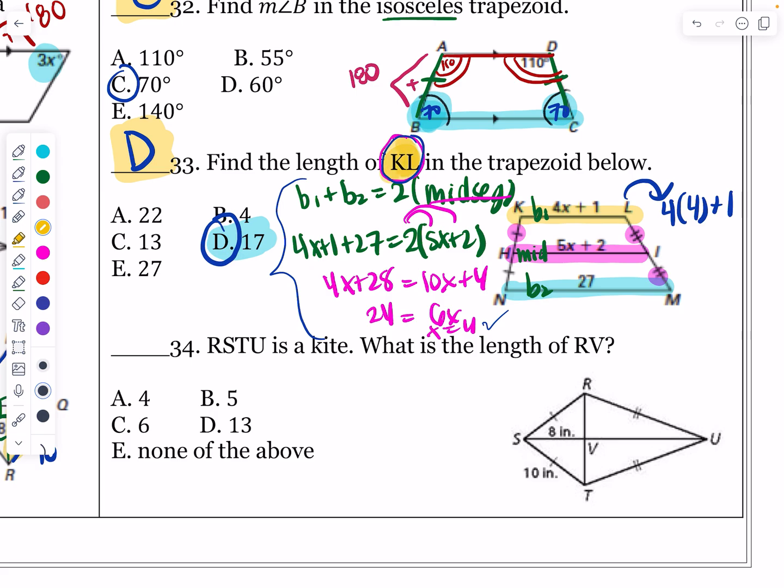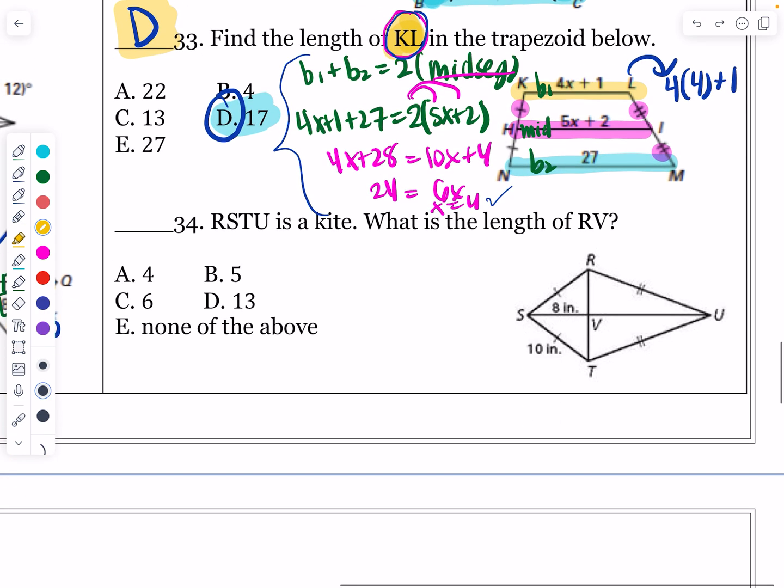It doesn't ask for x. If it asked for x, we'd say 4. It doesn't ask for x. It asks for KL. All right, last one.